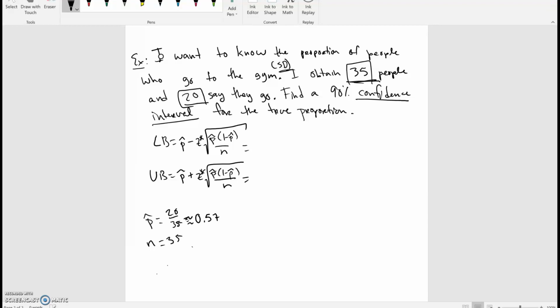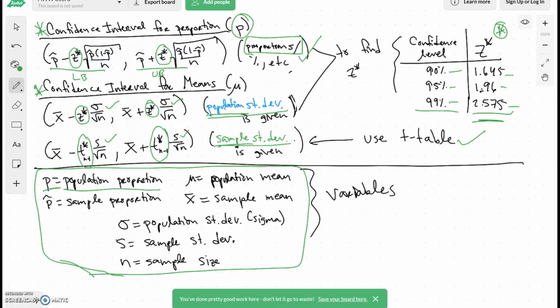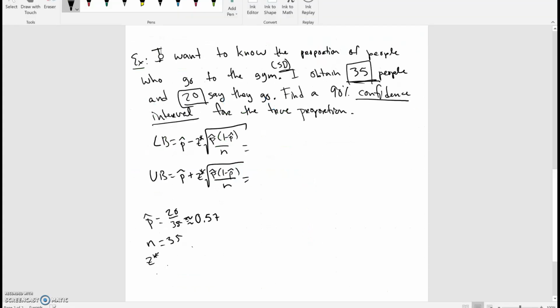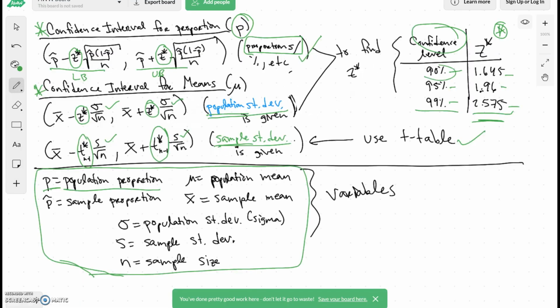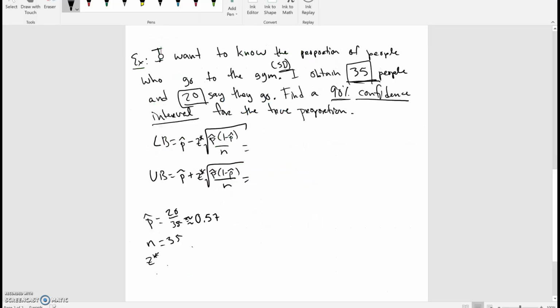Now what we need to figure out is what is the Z star. Well, go back to the table. We said that Z star corresponds with the type of confidence interval that we have. So if we look back, we are looking for a 90% confidence interval. So a 90% confidence interval corresponds with the Z star of 1.645. So this is going to be 1.645. Okay, now we basically have everything that we need. So I'm going to plug it in.